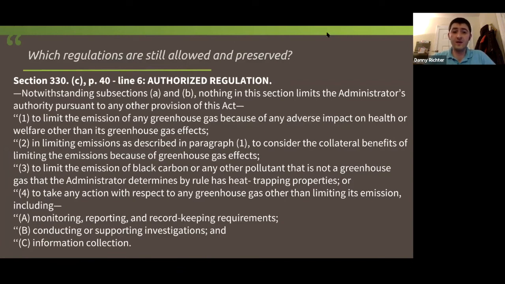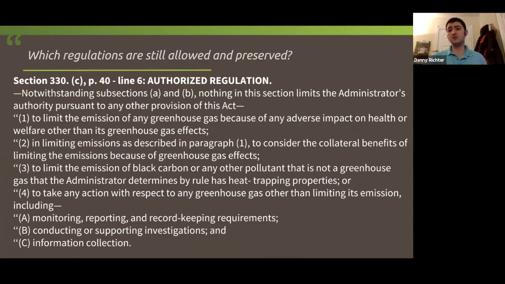So, for example, if you have a fracking site and the greenhouse gases that are coming out from that fracking site are sickening the people who are close to it, even though those are greenhouse gases, this is making clear you can still regulate those greenhouse gases based on their negative health impacts on the local community. So that's just saying you can still regulate; it's a scalpel, it's not a cudgel. Number 2, in limiting the emissions as described in paragraph 1, to consider the collateral benefits of limiting the emissions because of greenhouse gas effects.